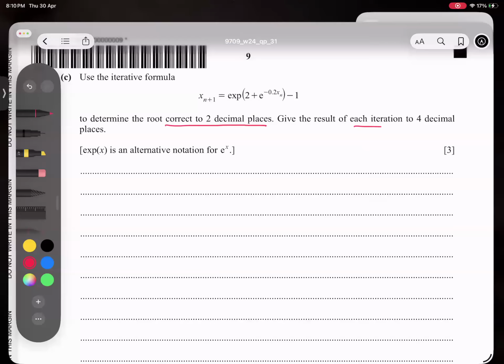Give each iteration to 4 dp. And he said this is actually like e to the power x. Now students, what to do? First of all, I will replace every n by 1. So replace n by 1 here and n by 1 here.